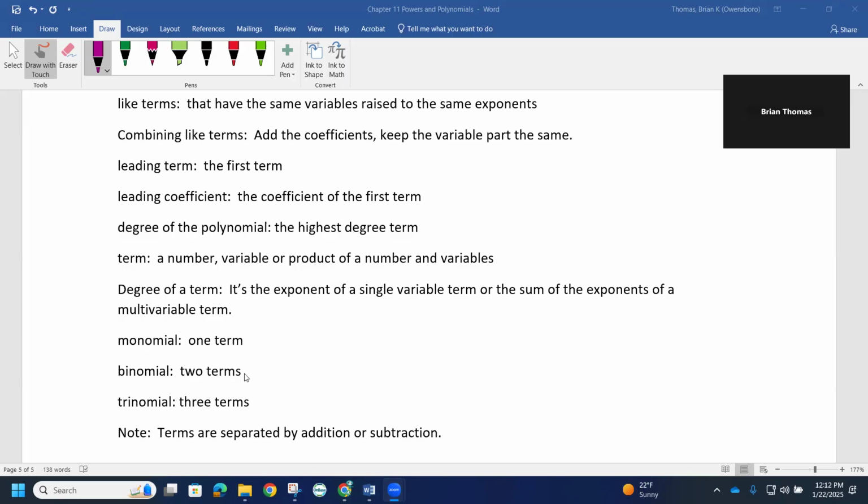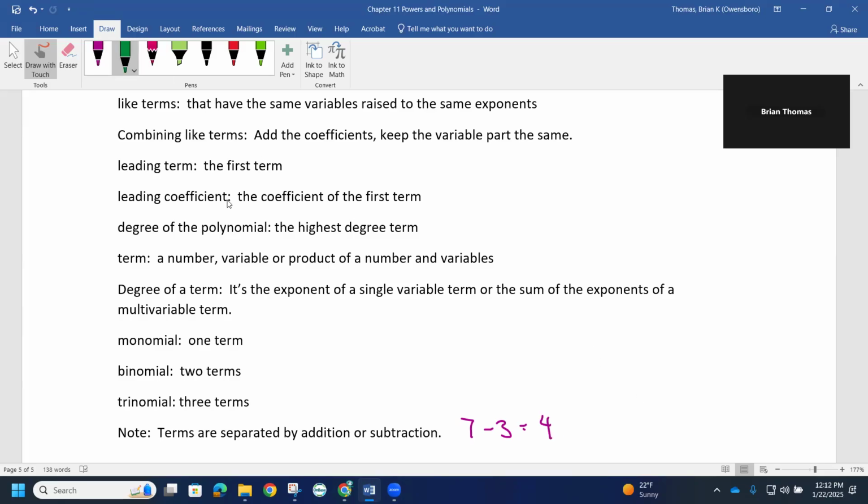But to have a binomial, we have two terms. And again, notice terms are separated by addition or subtraction. Now remember, in algebra, subtraction is really seen as adding the opposite. So if we have 7 minus 3, in early grades, this means 7 take away 3. So if we have 7 and we take away 3, we would have 4.